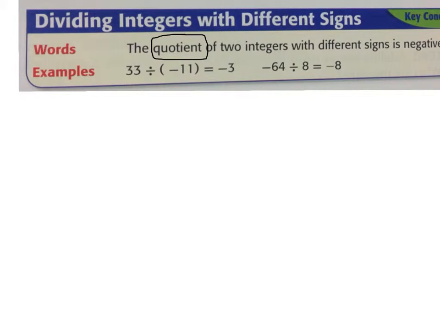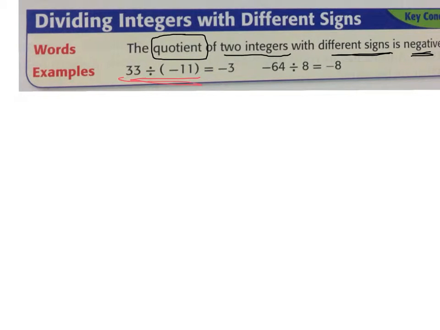So the quotient, or the answer to a division problem, of two integers, two numbers, with different signs is going to be negative. So it's just like multiplication. When we multiplied and we had one positive and one negative, the answer was always negative. Same thing with division. So we're given a couple of examples here.